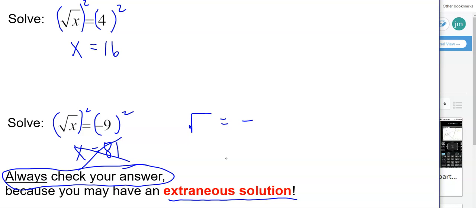But if you just solve it using the method that we have, squaring both sides, you might think there's a solution, but there's not. There is no solution to this problem. So that particular solution is called an extraneous solution, which is not really a solution at all.